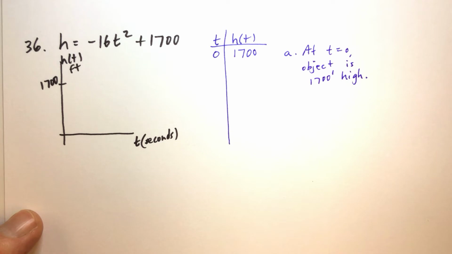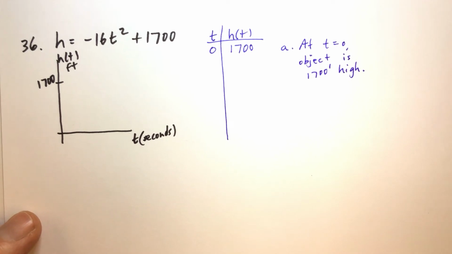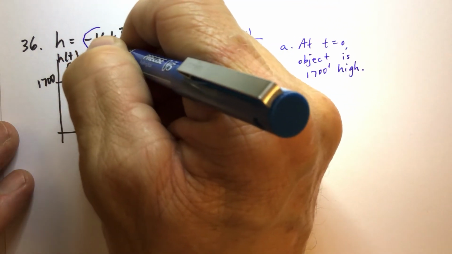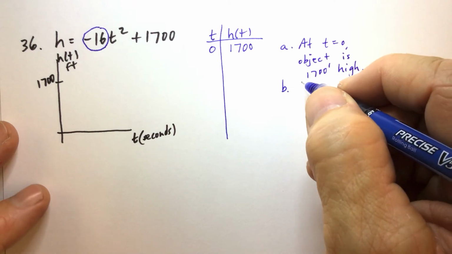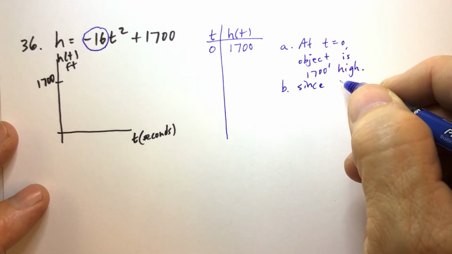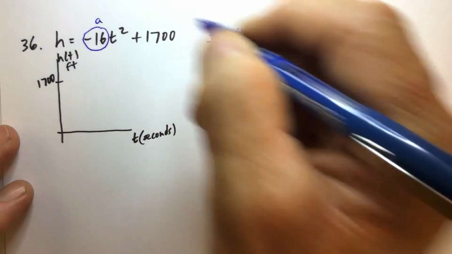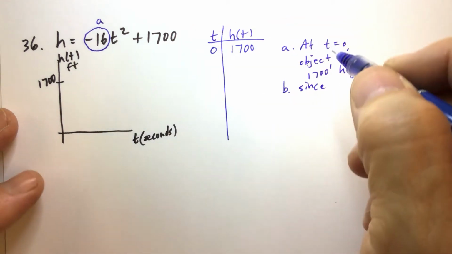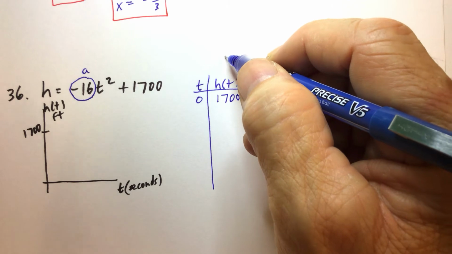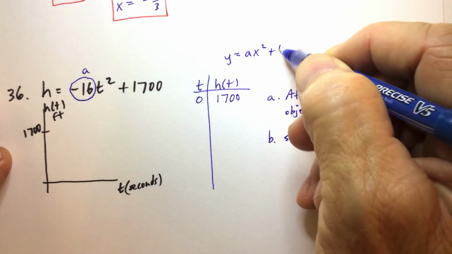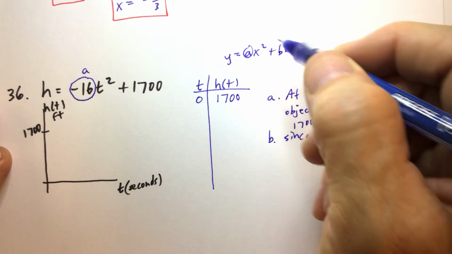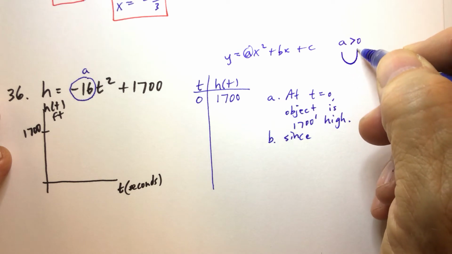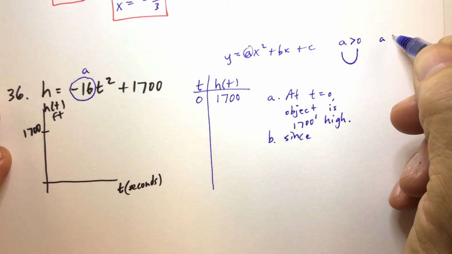And what does the coefficient of t squared tell you about the direction the object is moving? Well, that's a really good question. So for part B, the coefficient of the t squared is negative 16. Let's call that an a. With every quadratic function, if we think of it in terms of ax squared plus bx plus c, that a value, when it's positive, tells us that we have a parabola that is opening up. When the a is negative, we have a parabola that opens down.